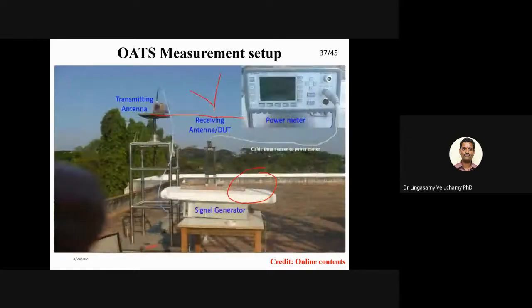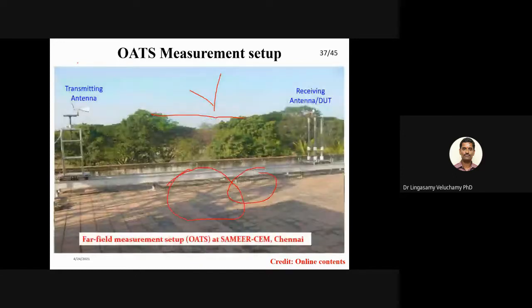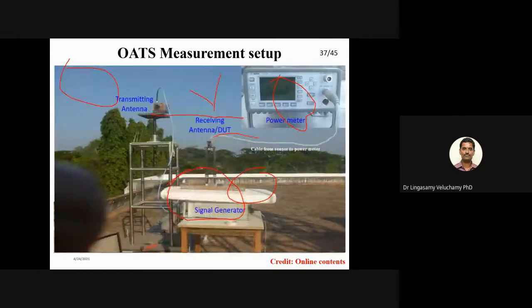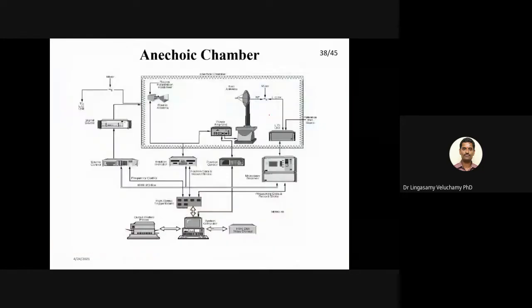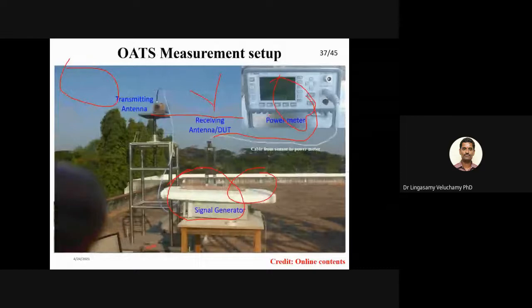And how do you measure this? You will have a signal generator and transmitting antenna. You will have a receiving antenna, the DUT here, and from the receiving antenna you will capture the power values either using a power meter or spectrum analyzer. So the disadvantage here is environmental conditions.